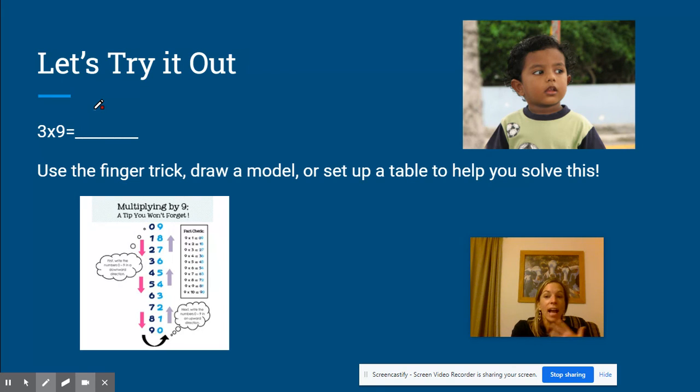Okay, so no matter how you solved it, whether you did the finger trick that we talked about, you drew that model, or you set up the table, you should have gotten 27 as your answer. If you did not, don't look like that boy. Don't give up. I don't want you to give up. You can do it. So let's keep on going.